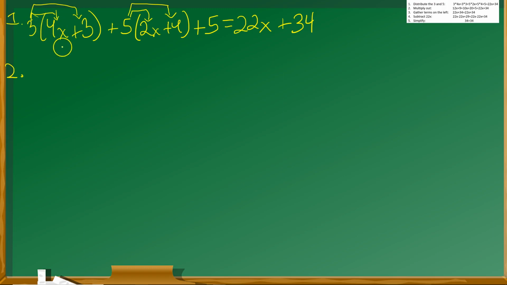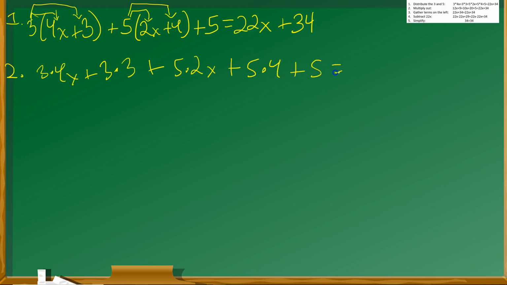You're going to have 3 times 4x plus 3 times 3 plus 5 times 2x plus 5 times 4. And then you add the 5, and then you copy the right side, so it's 22x plus 34. There's a lot of simplification on the left side here. Let's carry that out pretty quickly, though.